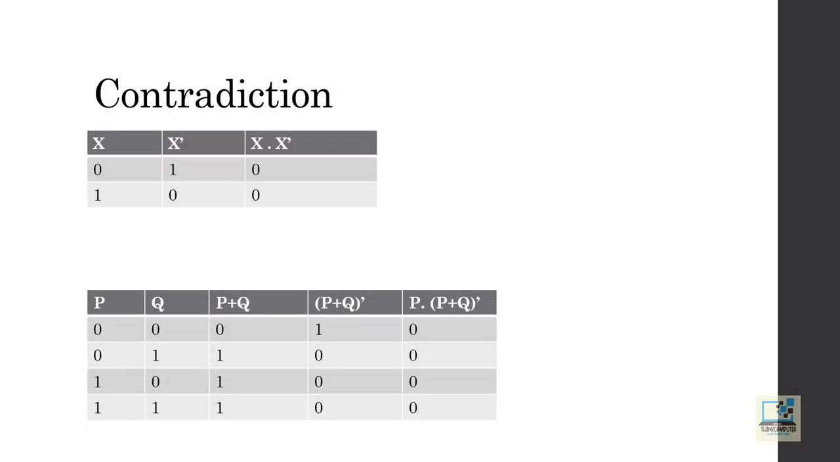Next is contradiction. Contradiction means a situation where the output of the truth table is 0, means false, in every row. So in these two examples, x.x' expression and p.(p + q)' expression, we are getting 0 as the output, means false as the output in every row. So this is called contradiction.